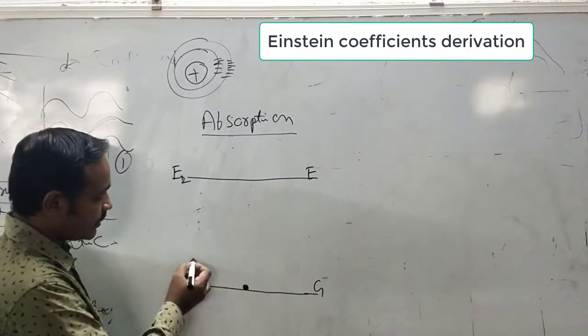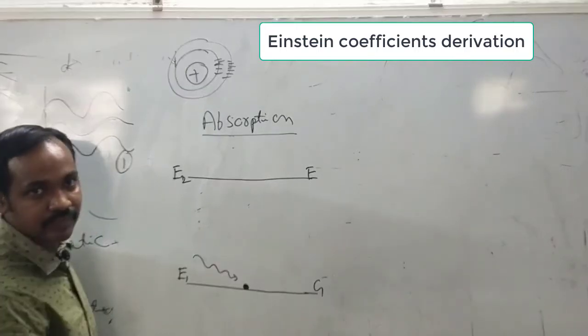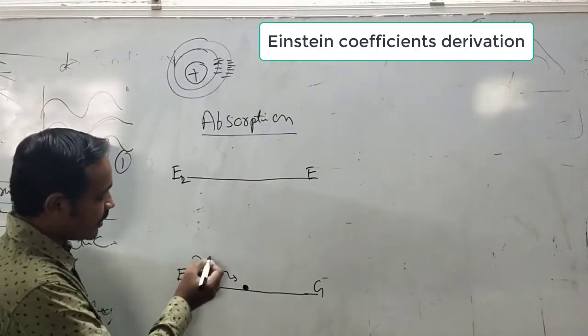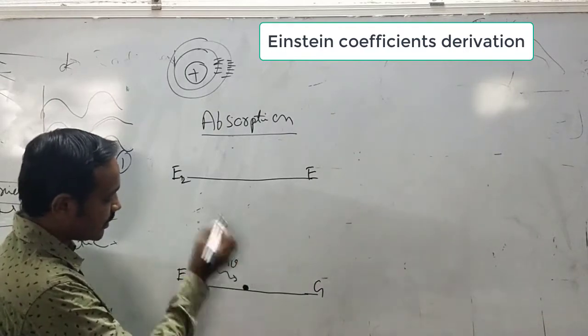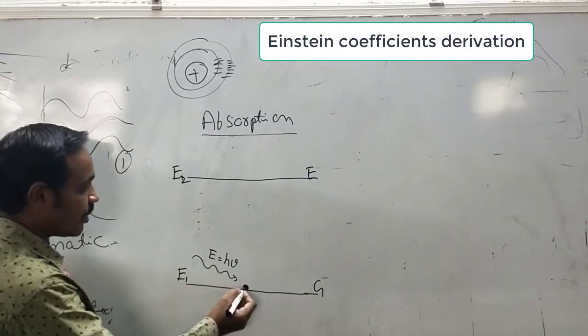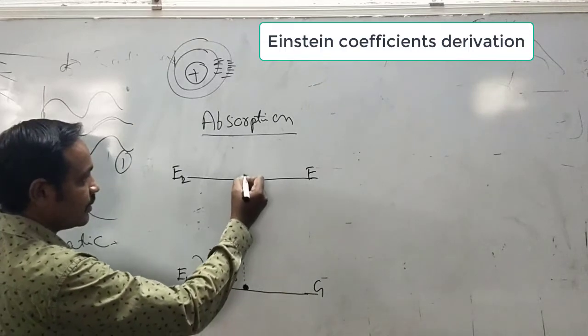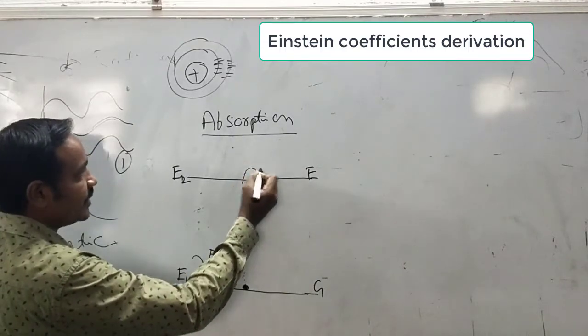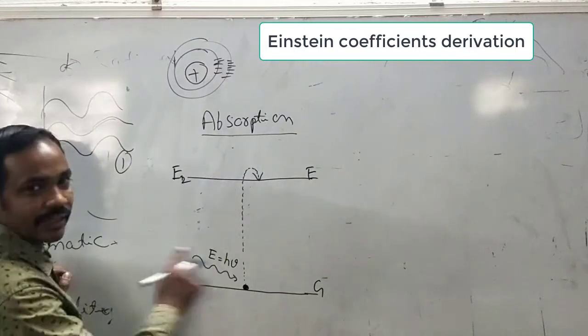Suppose we give some photon energy. This is called the pumping process. The energy is E equals h nu. Now the electron receives the energy and jumps from the ground state to the excited state. This process is called absorption. In simple words, we have taken two energy levels.